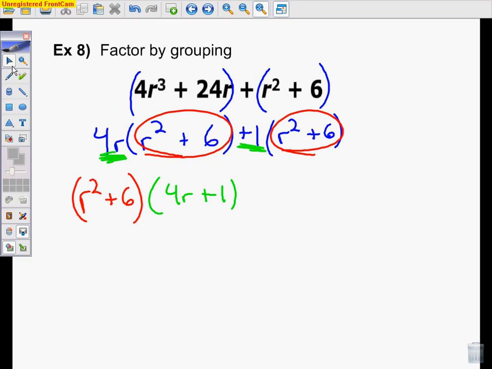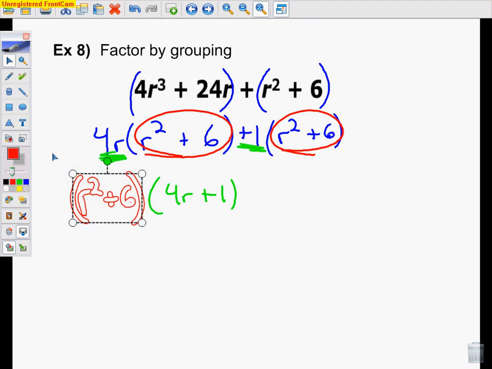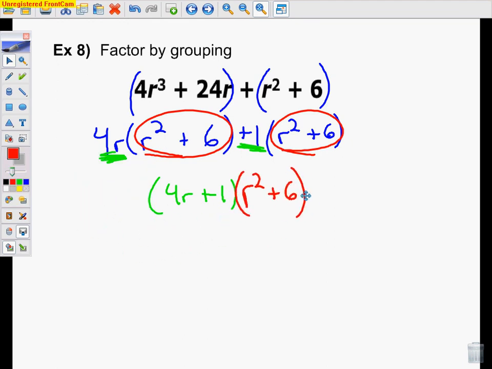Now, real quick, I do want to highlight the fact that it doesn't matter what order you put these two sets of parentheses in. If I change this parentheses and put it over here, it will still be the same answer. Okay, either one is fine.